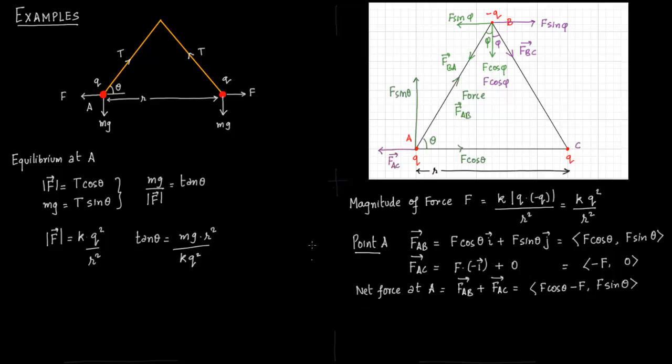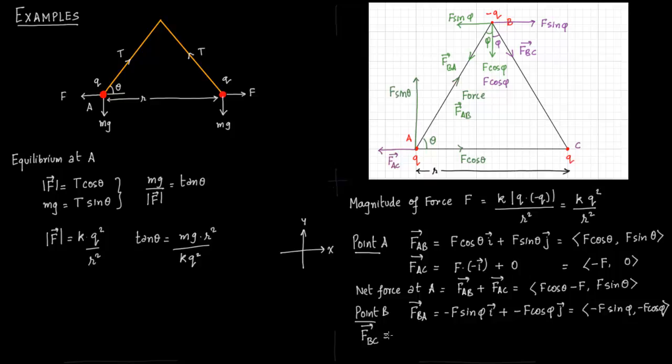Now let us write down the net force at point B. You have FBA vector. Both the components are negative. The F sin phi is the component in the negative x-axis, so you have minus F sin phi, and the vertical component is minus F cos phi, so you have minus F cos phi times j vector. You write it more succinctly as minus F sin phi comma minus F cos phi in angular brackets.